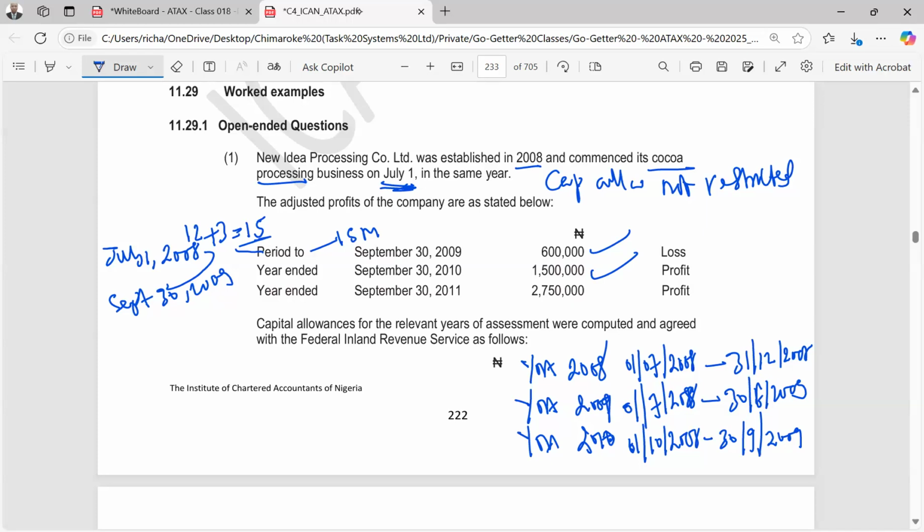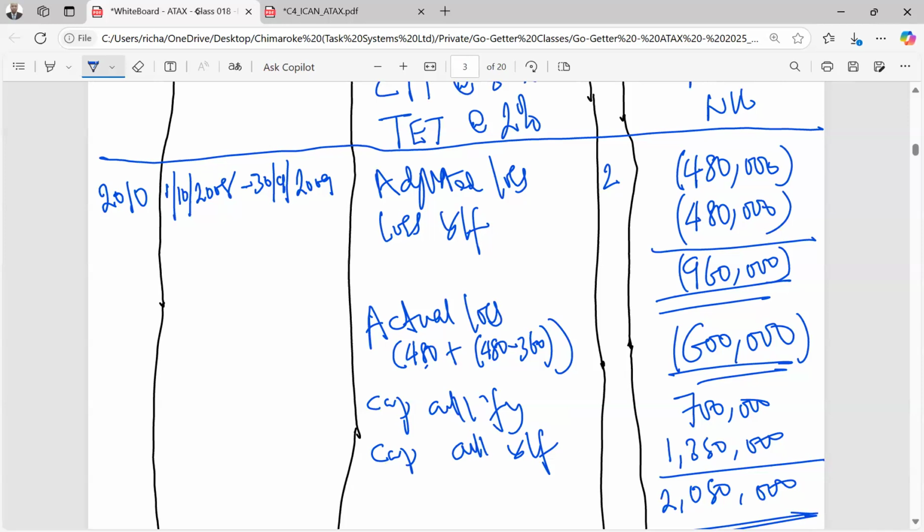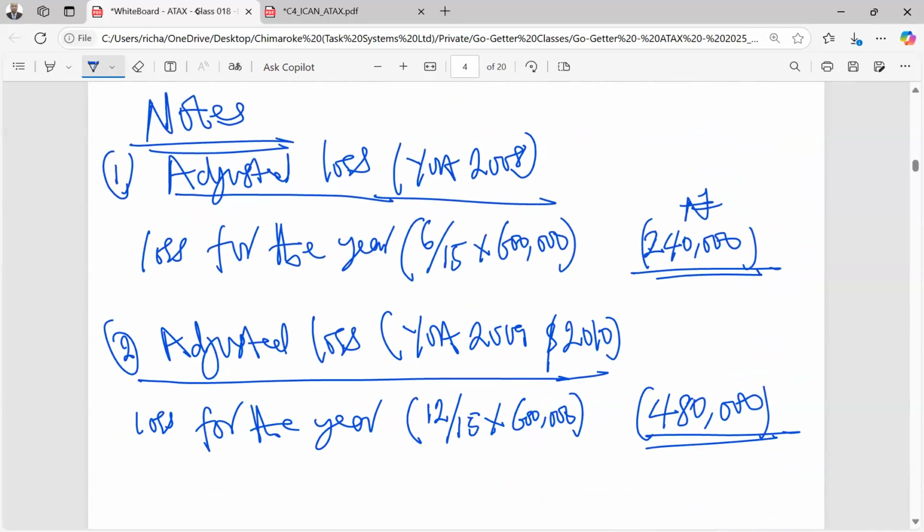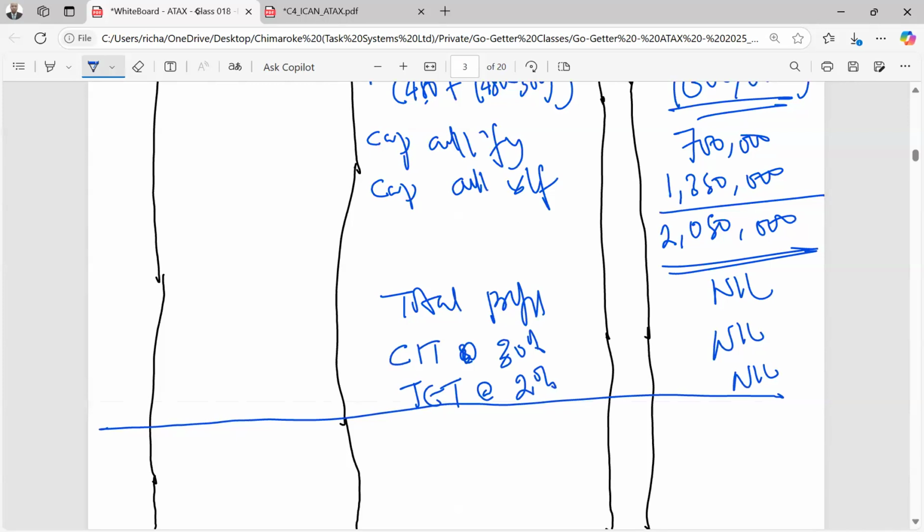Since I have calculated 12 over 15 here, I don't need to come and write it again. So that's why I came here in my workings and I said this calculation will serve for 2009 and 2010, because it is exactly the same thing I'm going to be writing. Same thing. And so that's what I got here.